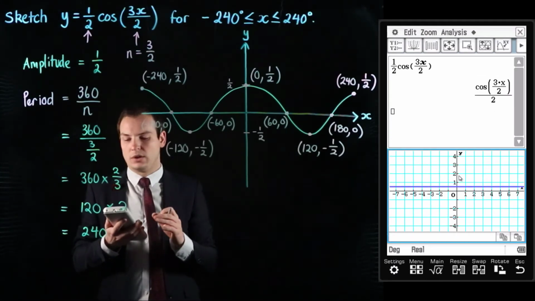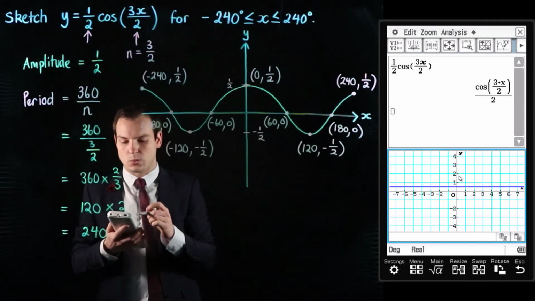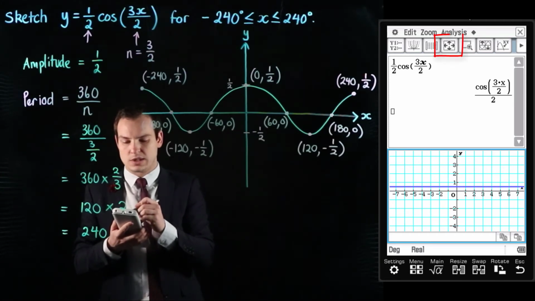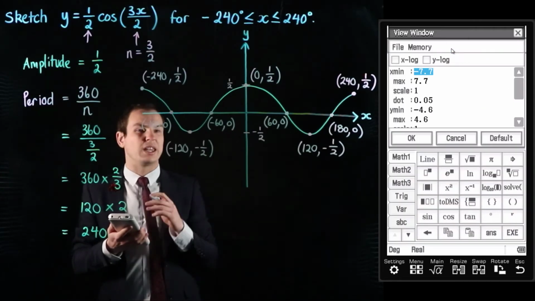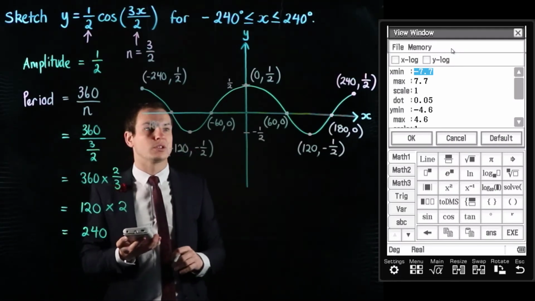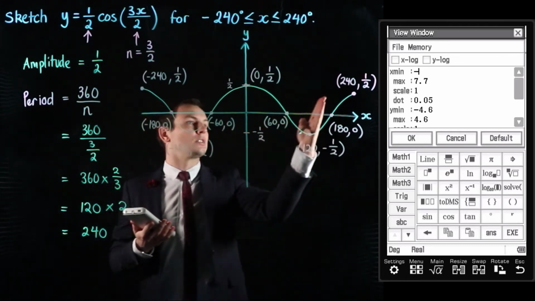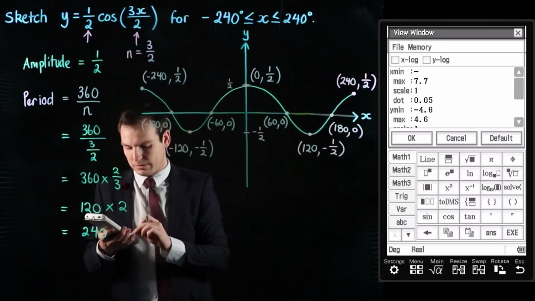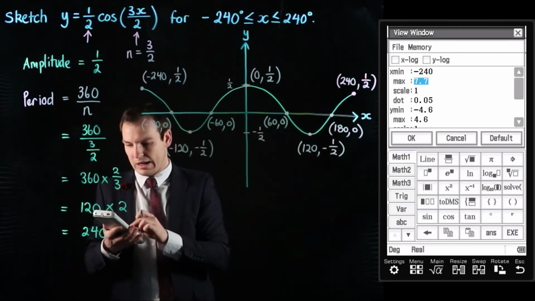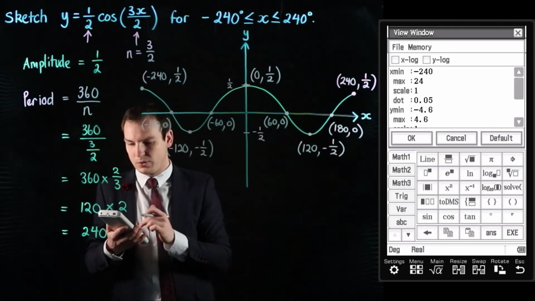And now once again, we don't get a very good look at that. So we want to change the view screen, which is the 4 arrows up the top, so that we can get a better sense of what this graph looks like. So for x, we want to go from negative 240 to positive 240. So our x minimum is negative 240, and our x maximum is 240.